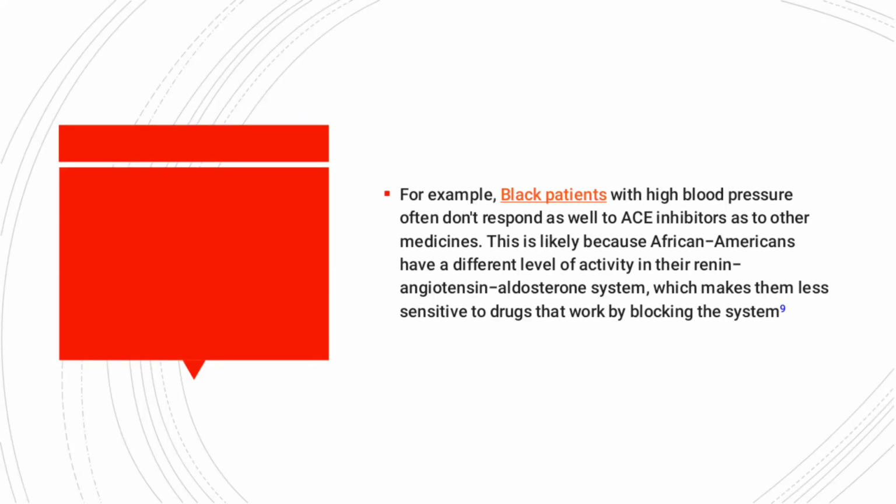For example, black patients with high blood pressure often don't respond as well to ACE inhibitors as to other medicines. This is likely because African Americans have a different level of activity in the renin, angiotensin, aldosterone system, which makes them less sensitive to drugs that work by blocking the system.